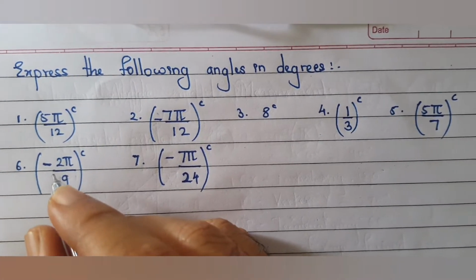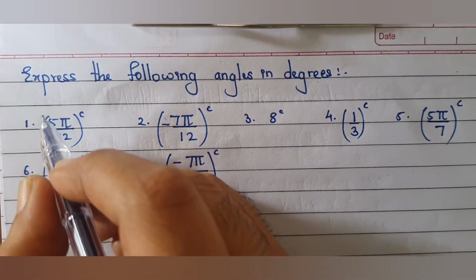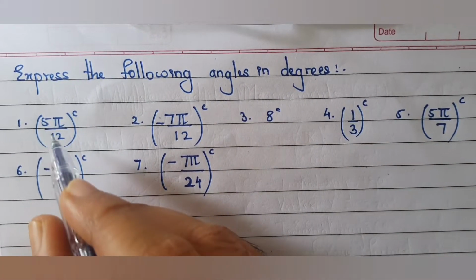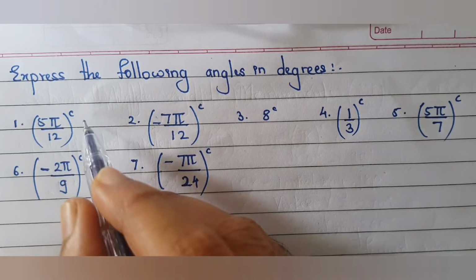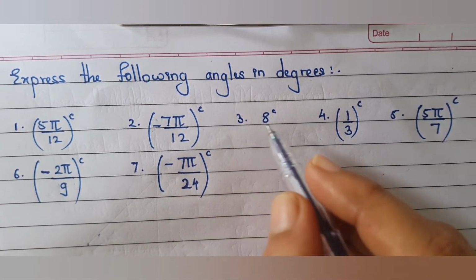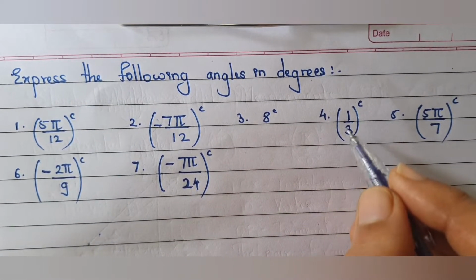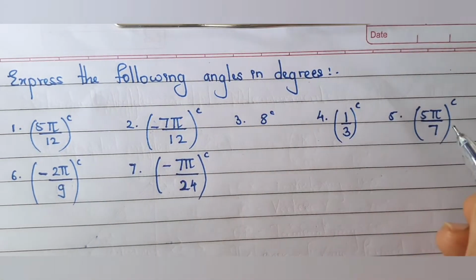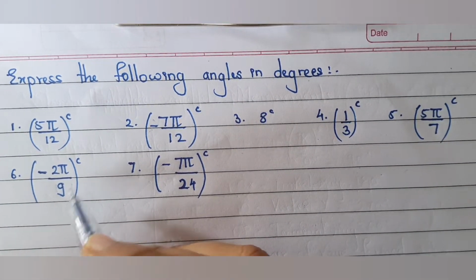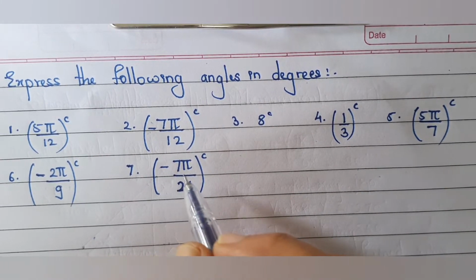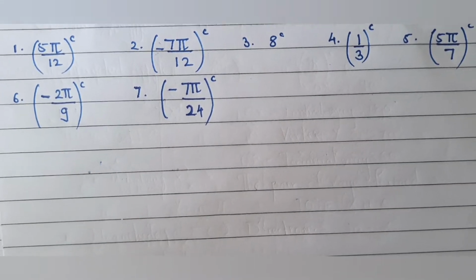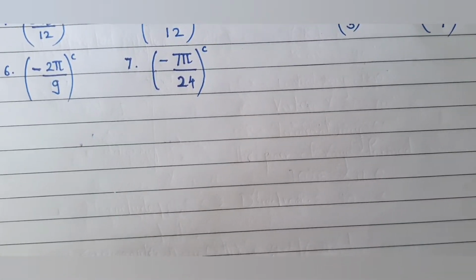I am here with another question series on angle and its measurements. Express the following angles in degrees. Our first sum is 5 pi by 12 radian. Second is minus 7 pi by 12 radian. Third is 8 radian. Fourth is 1 by 3 radian. Fifth is 5 pi by 7 radian. Sixth is minus 2 pi by 9 radian. Seventh is minus 7 pi by 24 radian. We are going to see how to convert the following radians into degrees.